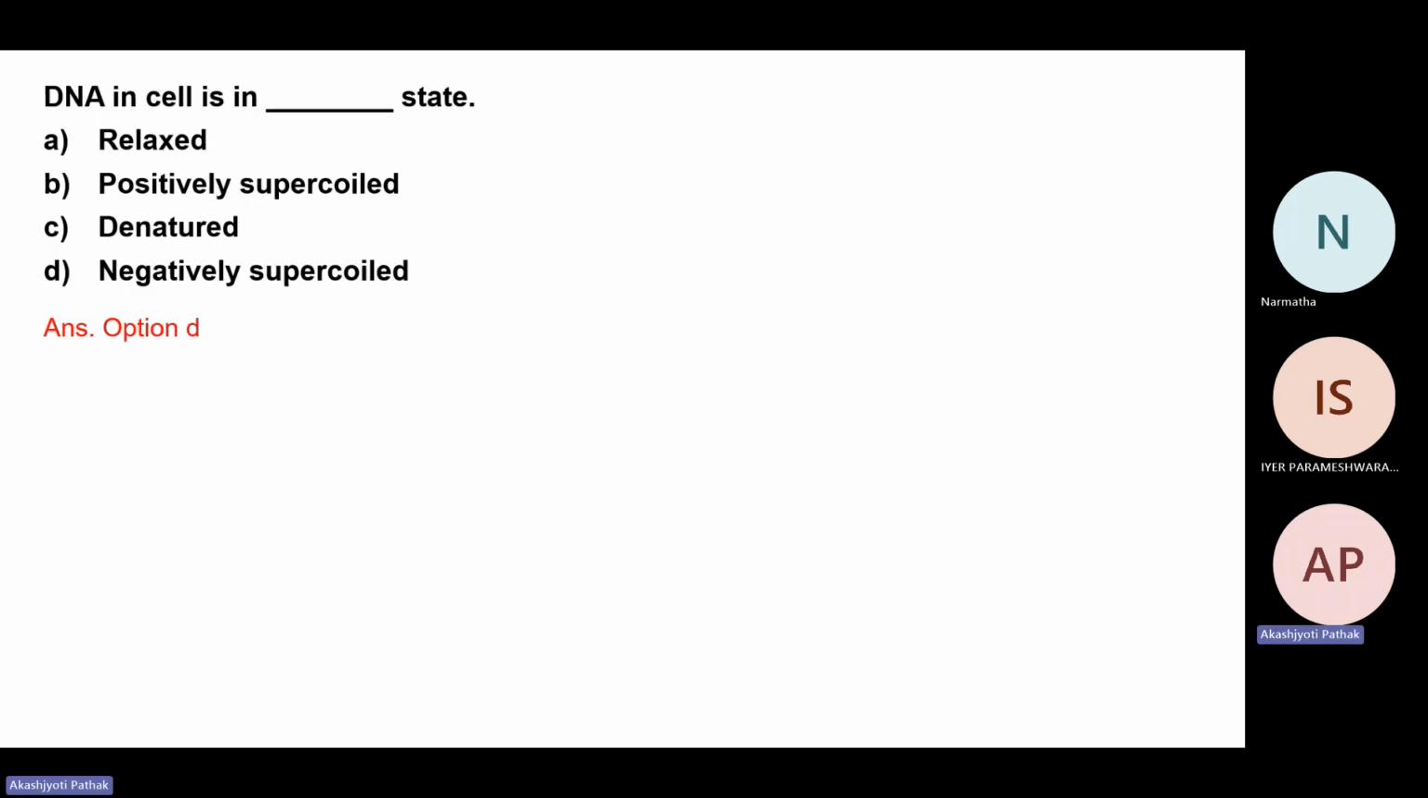And in this question, DNA in cells is in dash state. So DNA in cells, as we just discussed, is in a negatively supercoiled state, since the DNA molecules remain wrapped around histone octamer complexes, and these complexes result in the DNA attaining a negatively supercoiled state.